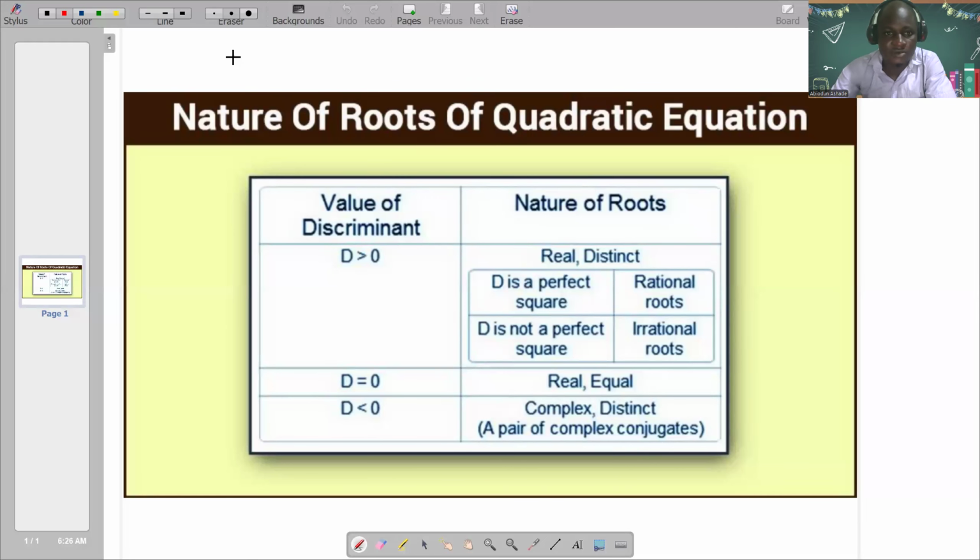If we check this now, that means we are saying that when d is greater than 0, we have real and distinct roots. But now we will simplify it further. When we find our d and d is a perfect square, then we have a rational root. And what we mean by rational is that we can write it as a fraction or as a whole number.